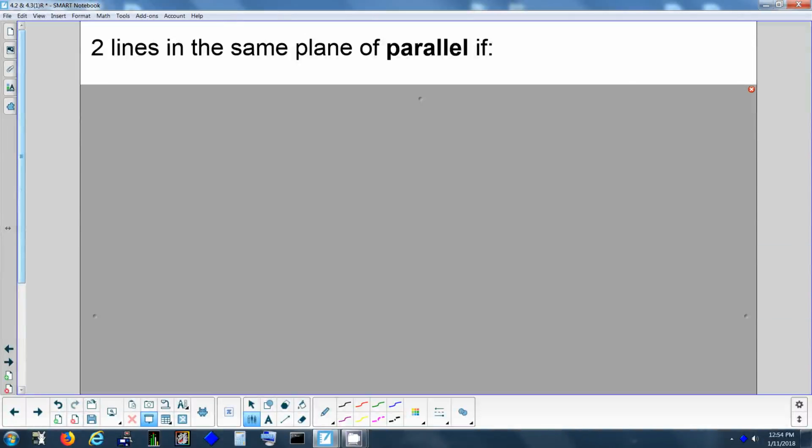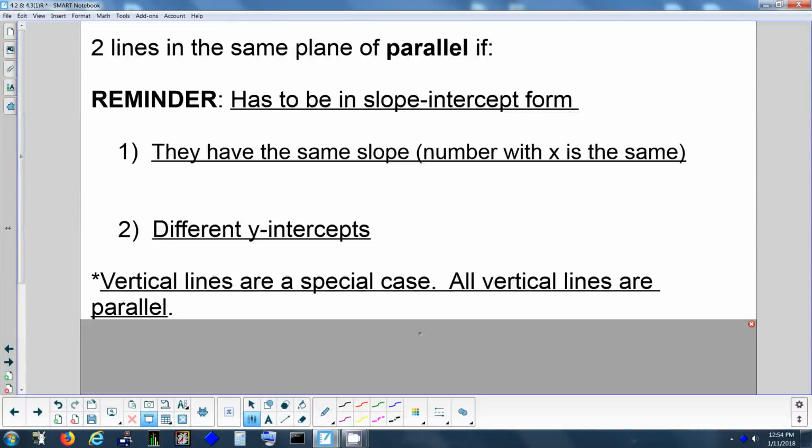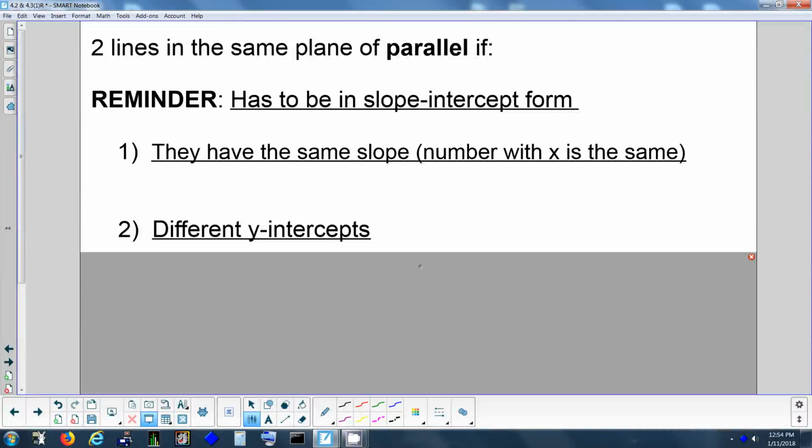For two lines to be parallel, what has to happen? Same slope. They never cross, but they have to have different y-intercepts. Okay, same slope, different y-intercepts. What if they had the same slope, same intercept? They're not parallel. How come? They'd be the same line. Same slope, same intercept, same line.